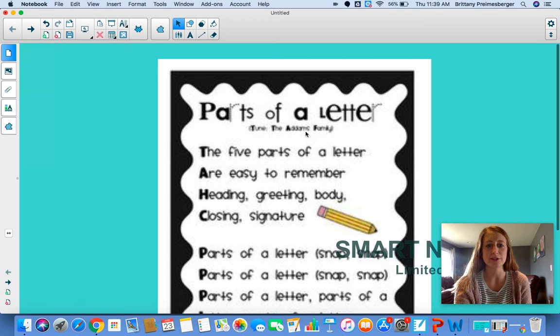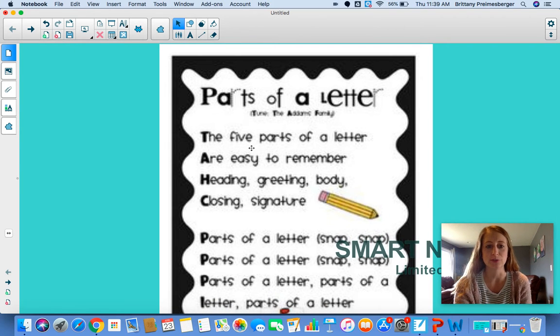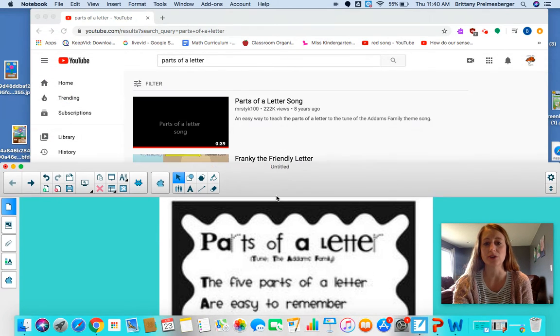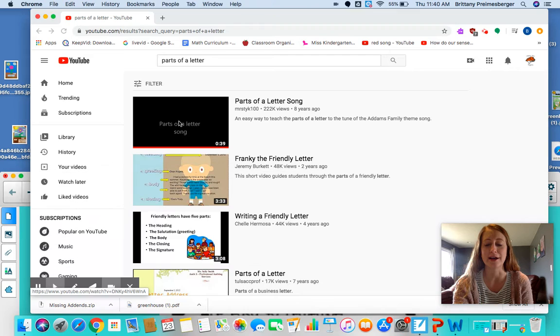So here's a little song. It's a little blurry, but we'll sing the song on YouTube in a minute. It goes to the beat of The Addams Family. I'm sure a lot of you know The Addams Family. That's a fun one. It goes, the 5 parts of a letter are easy to remember. Heading, greeting, body, closing, signature. So it's really important that you know all the different parts of a letter or else you could be kind of confused. I want you to sing it with me.